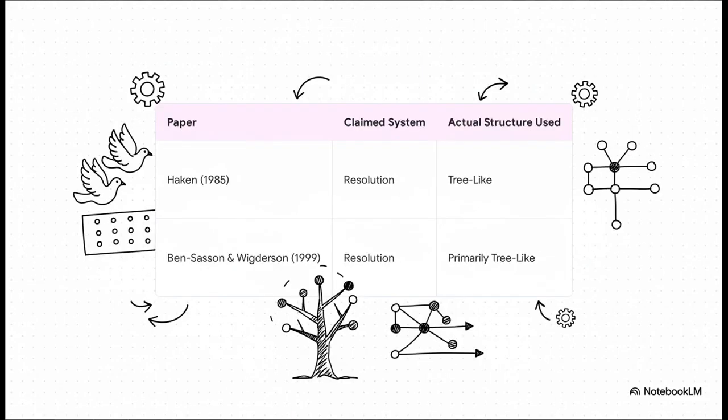Next up, a huge one. The famous short proofs are narrow paper. I mean, this is a cornerstone of the field. But guess what? To get their main result for the classic pigeonhole principle, their core theorem explicitly relies on the proof being tree-like. It's right there in the fine print. The pattern is getting clearer, isn't it?